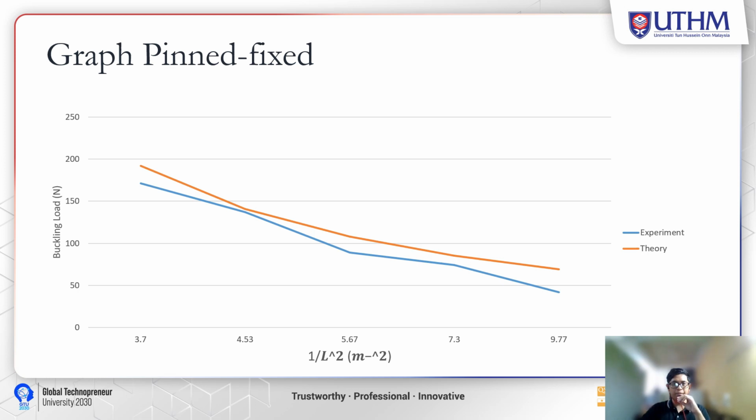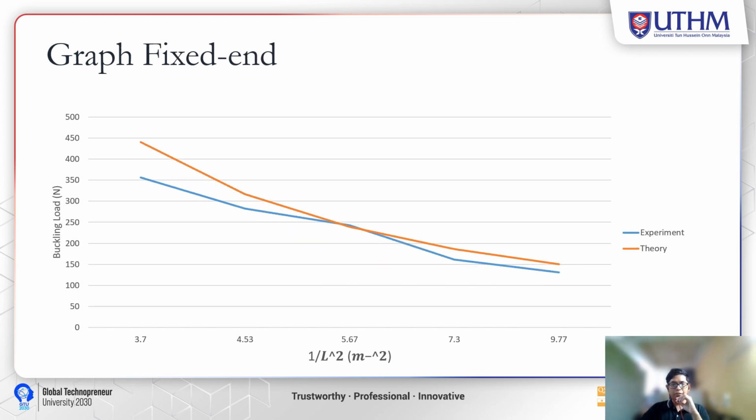From the graph for pin fixed, the gradient of experimental is higher than the theoretical gradient, and the experimental ratio is lower than the theoretical ratio. And for the last graph, which is fixed N, the gradient of theoretical is higher than the experimental gradient. Thus, the theoretical ratio is lower than the experimental ratio.